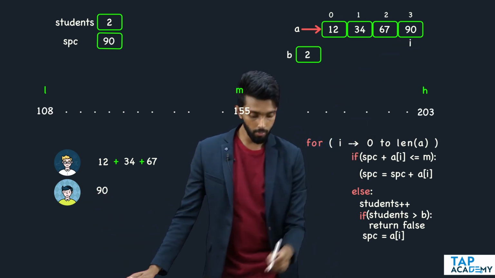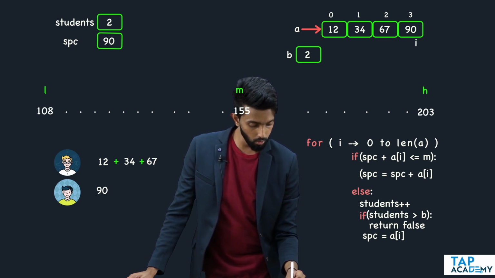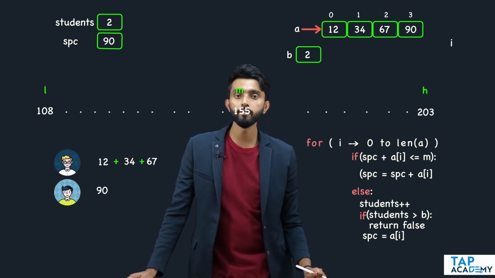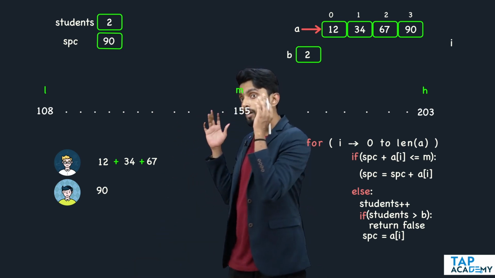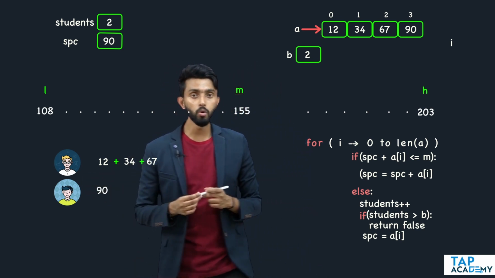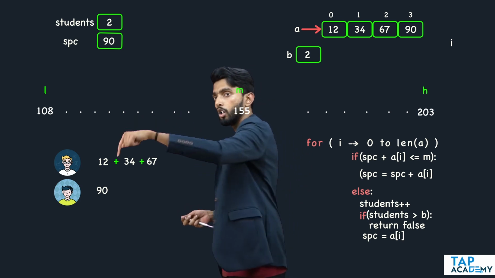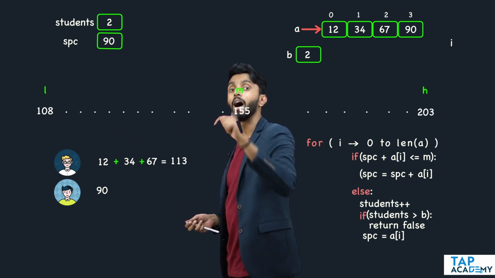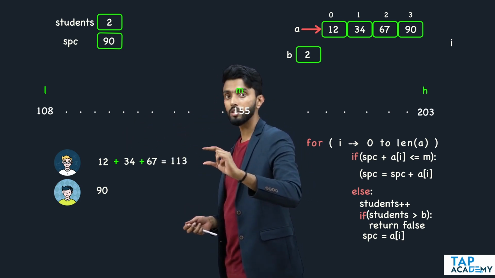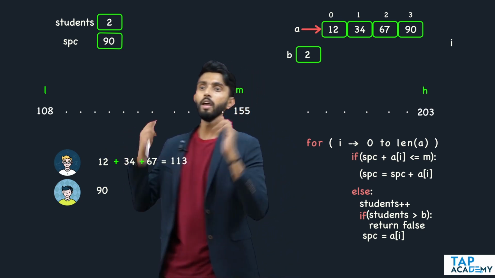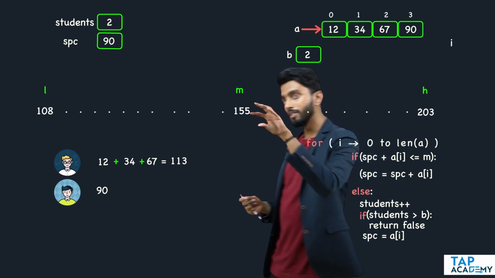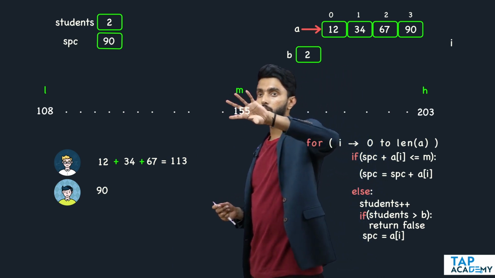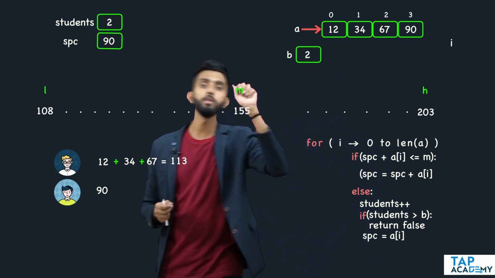Have you allocated all? Because the next time when you loop, I goes outside and looping stops. So you allocated all the books. Then, if you have been successfully able to allocate all the books, look at this first student: 12 plus 34 plus 67, 113 is the maximum value that you have been able to allocate. So now what I am trying to say is that maybe this could be a possible solution. We do not know. This could be a possible solution.